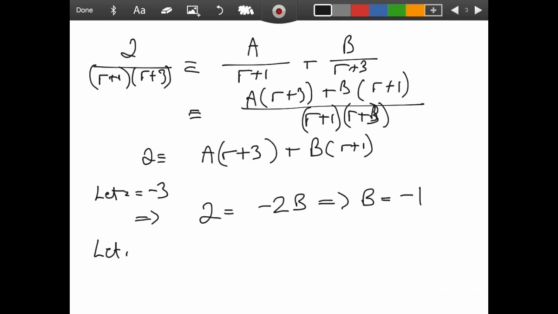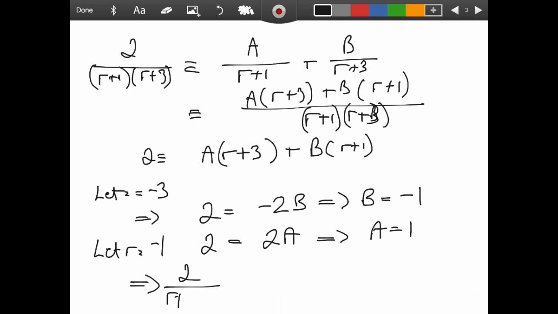Similarly, we're going to then let r equal minus 1 to get rid of the B. So we're left with 2 equals 2A, and that gives us obviously that A is equal to 1. So our expression finally overall is 1 over (r plus 1) minus 1 over (r plus 3).